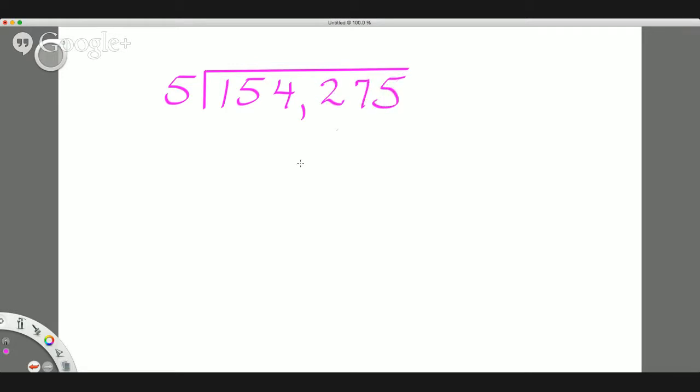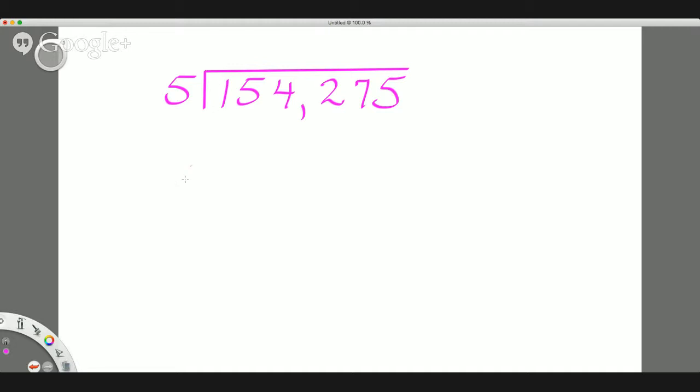Okay, so try this example. Pause the video and give this example a try. So let's see, 154,275. Okay, so pause the video right here and give this example a try.